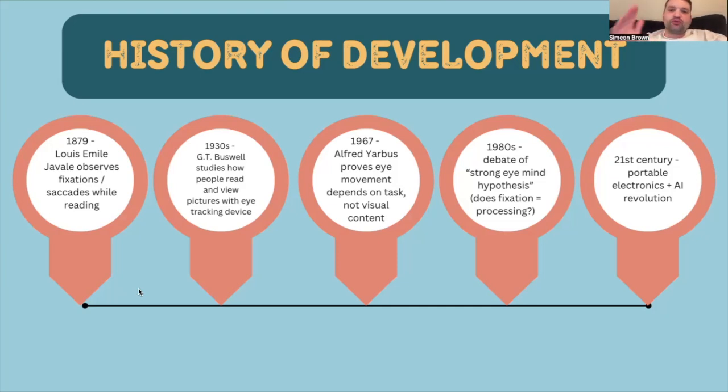Okay, jump forward to the 1980s, and we have the release of the strong eye mind hypothesis. The strong eye mind hypothesis was a collection of data which proved that where your eyes are fixating is what your brain is processing right now. Therefore, wherever you're looking is what your brain is processing right now.